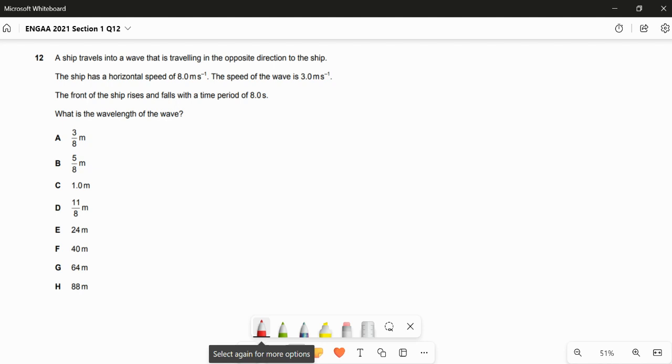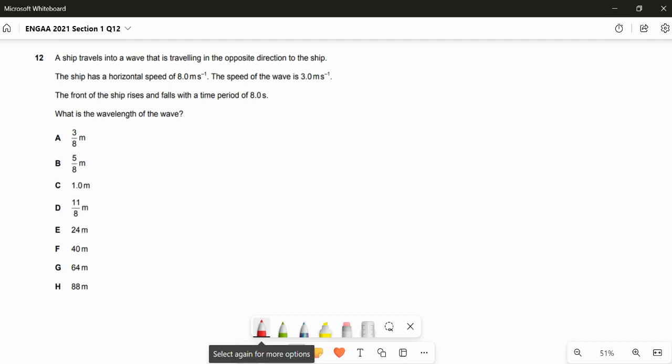A ship travels into a wave that is traveling in the opposite direction to the ship. The ship has a horizontal speed of 8 meters per second. Speed of the wave is 3 meters per second. The front of the ship rises and falls with a time period of 8 seconds.